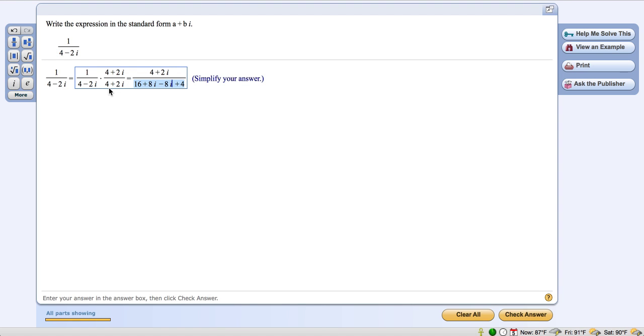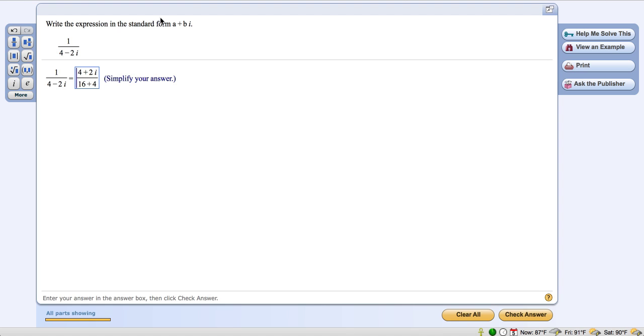And so what ends up happening here, as you're looking through this, the 8i and the negative 8i cancel, and what you're left with down the bottom is called the norm of either 4 minus 2i or 4 plus 2i. And it's just the square of the real part, 16, plus the square of the imaginary part, 2, or negative 2, either way. And so this is all you have to do to find this particular quotient and get rid of the 4 minus 2i and i.